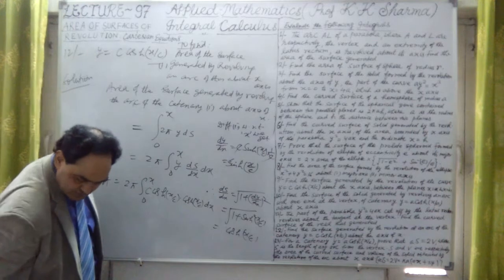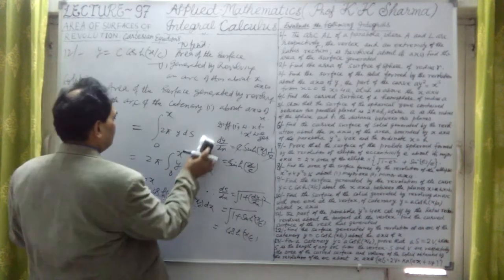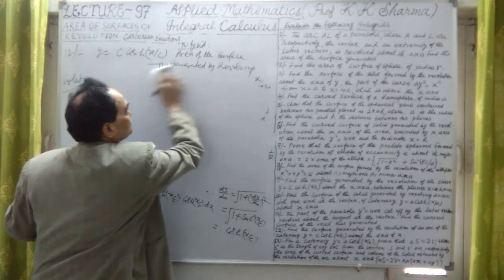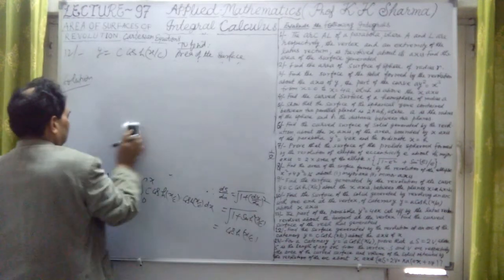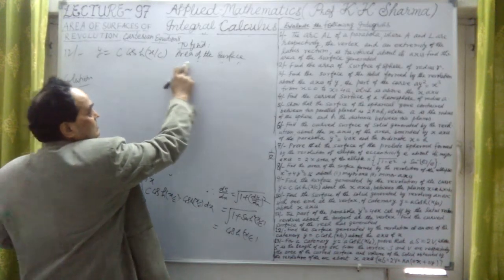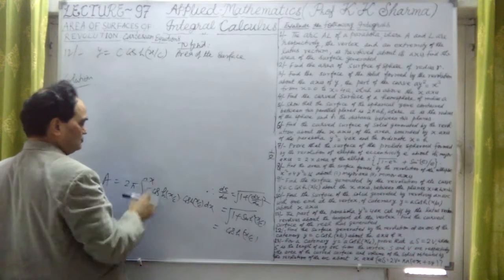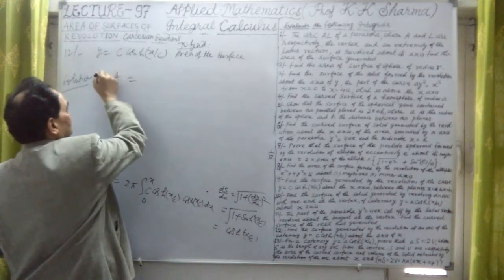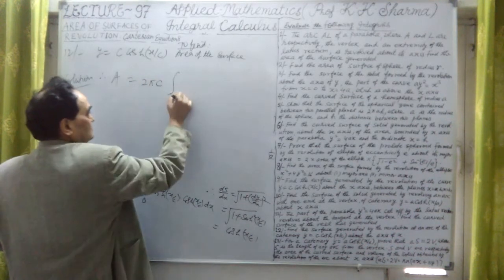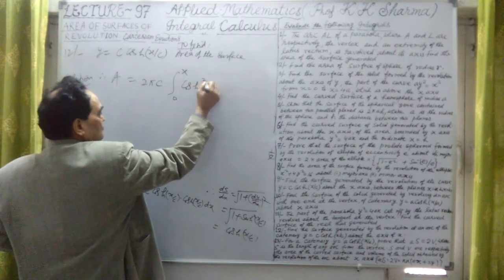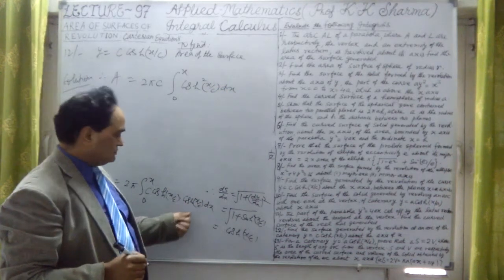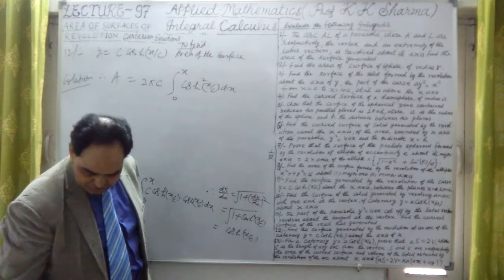So what does it give us? It will give us the area. We have to find the area of the surface generated by revolving the arc of this curve, the catenary, about the axis of x. Limits were not given, so I take 0 to x and generalize this. Therefore, area equals twice pi c, with the constant c taken outside, integral from 0 to x of cos hyperbolic x upon c, cos hyperbolic x upon c, so this is cos hyperbolic square x upon c, into dx.